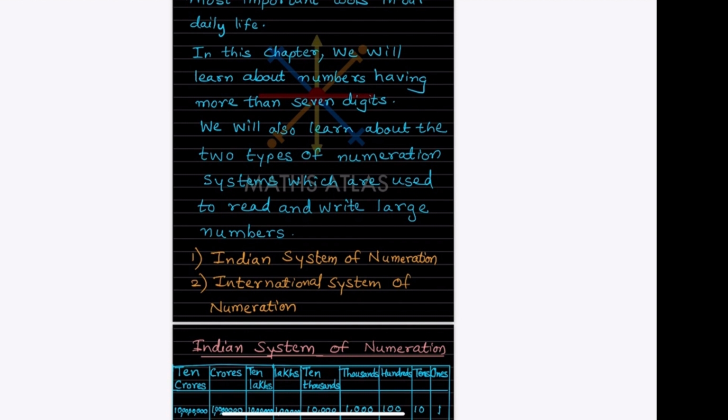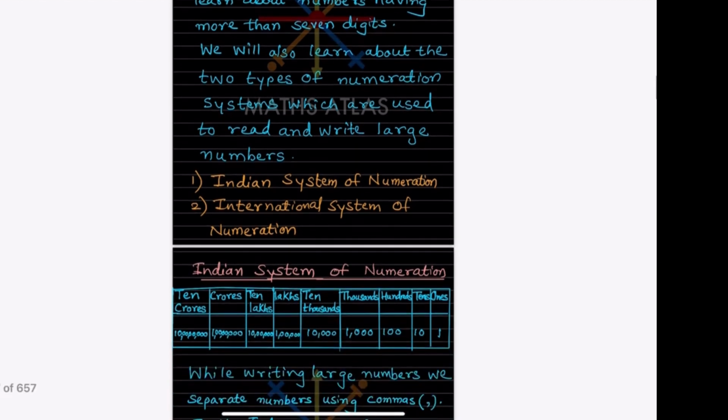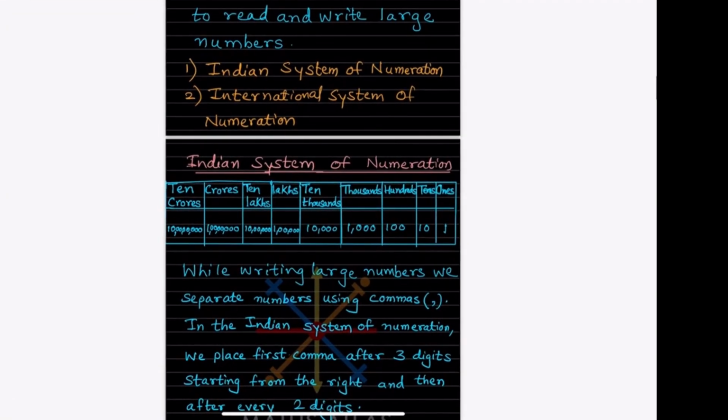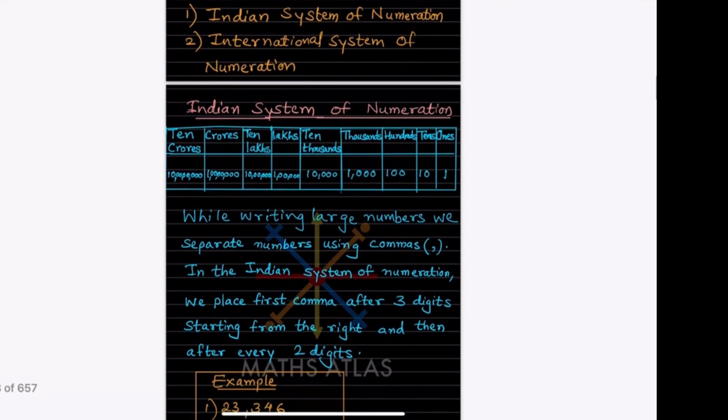In the Indian system of numeration, we will first look at the table. That is the ones place, tens place, hundreds place, thousands place, 10,000s place, lakhs, 10 lakhs, crores, and 10 crores. So how do we write these? When we write large numbers in the Indian system, we separate them using commas.